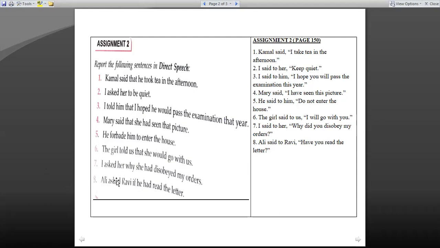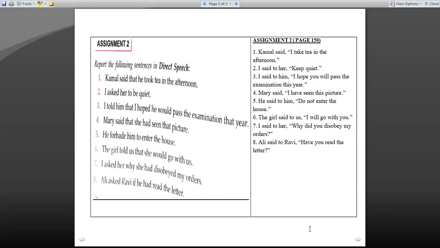Eighth one, Ali asked Ravi if he had read the letter. The answer is, Ali said to Ravi, have you read the letter? Question mark and then close the inverted commas.